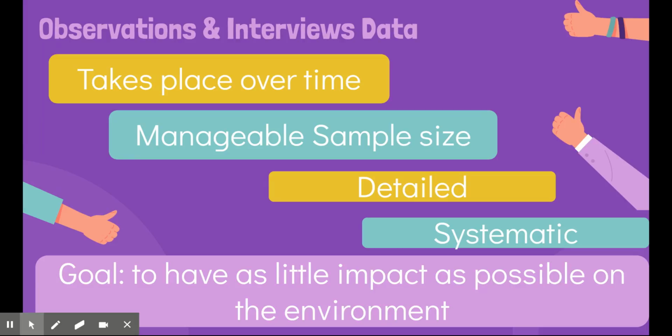So just overall, the observation and the interview data takes place over time. One of the key things is a manageable sample size, because it is a lot of detail and a lot of work and a lot of time. The data is very detailed and very systematic in how it's organized and transcribed. The goal of this data collection is to have as little impact as possible on the environment.